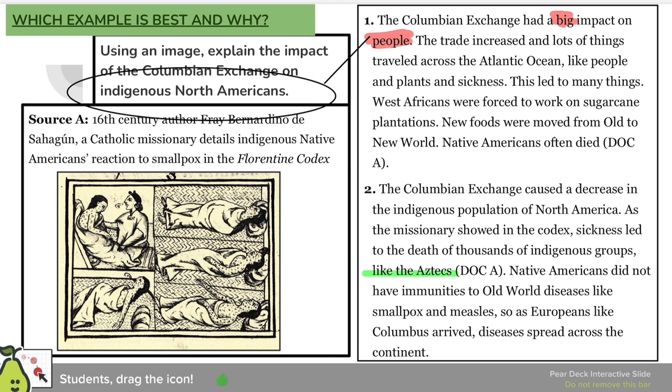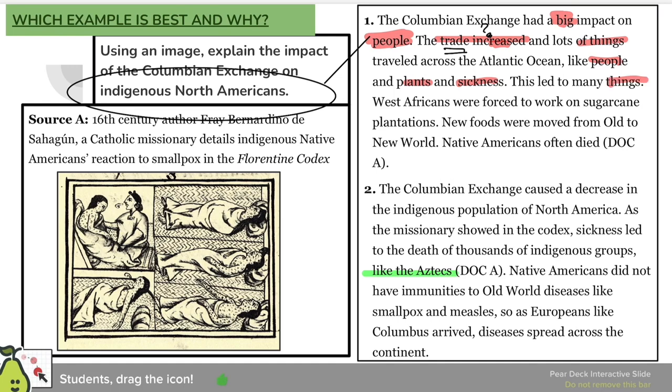The trade increase, trade. Is there anything in this image about trade? No. Maybe they're trying to get a context point for happy, but it's very vague. Lots of things traveled across the Atlantic Ocean. Things and stuff, okay, super vague. Like people, okay, who, plants, what kinds, and sickness. It's a little bit more specific, but still too vague to get the point.